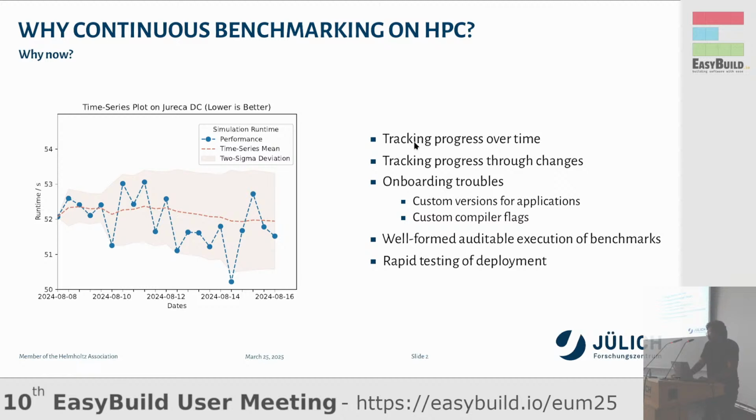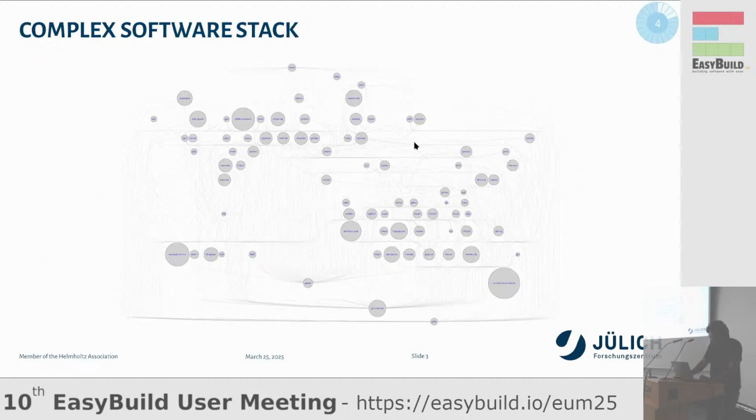The second thing is, because we have around 70 applications now, or even more, in the early access program, when we as sysadmins or the center people look at these applications, we want to be able to replicate what they are doing. We want to be able to test all the things that they are doing, especially when we have new updates to our Slurm or new updates to our software stack. So for this, we really need a well-formed, auditable execution of benchmarks, which can be continuous, and we want to really do rapid testing of the deployment of a software stack.